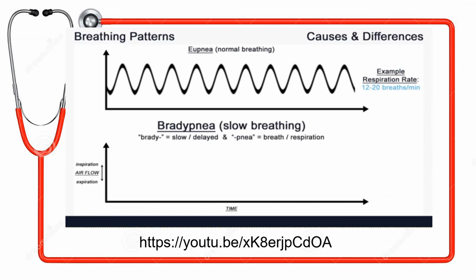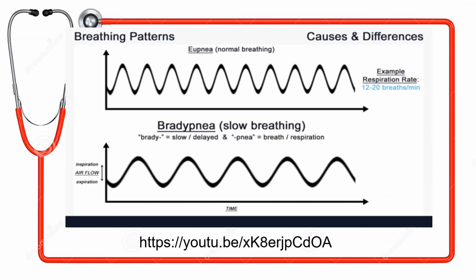Bradypnea, or slowed breathing, is simply the opposite of tachypnea. You can see that the inspirations and expirations are more spread out. They occur over a longer period of time. So with bradypnea, you see fewer breaths per minute. Bradypnea can be caused by many different things as well, including opioid administration, cardiovascular problems, and much more.